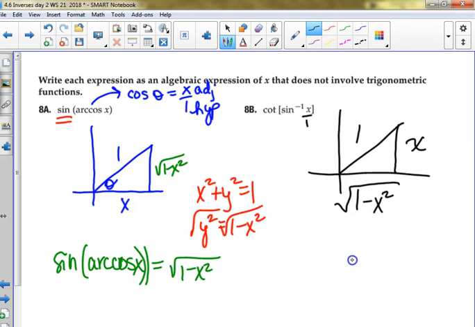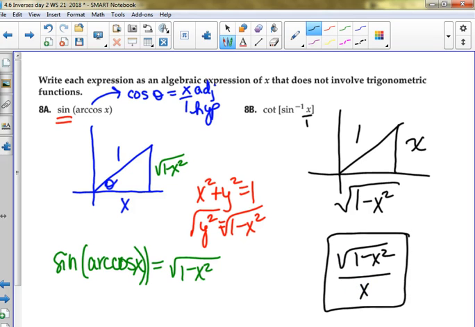So what's the cotangent? It wants the cotangent. Cotangent is adjacent over opposite, so it's that mess over what? Okay. They're not always going to use 1. I don't think it's a 1 on the quiz.